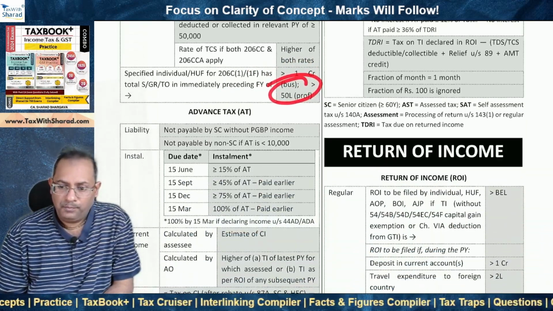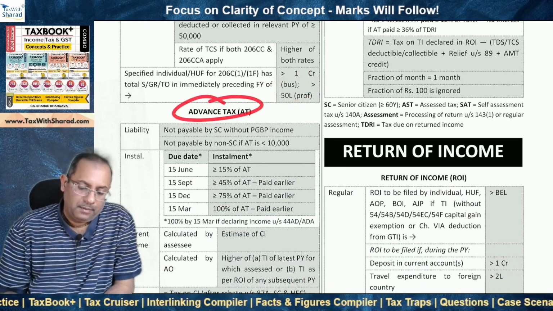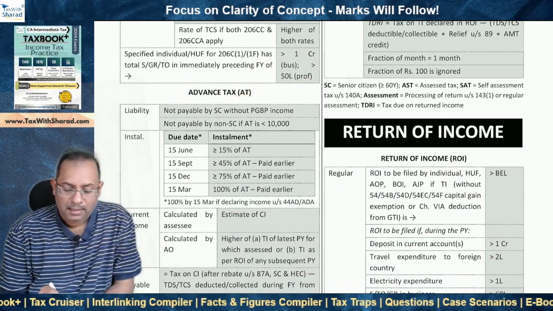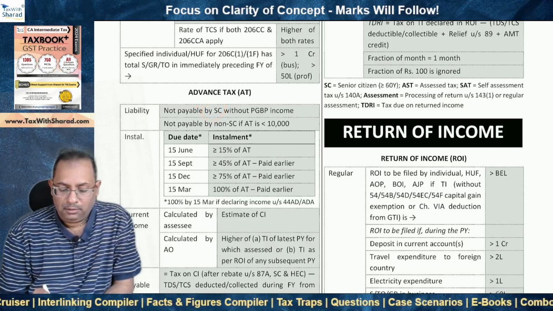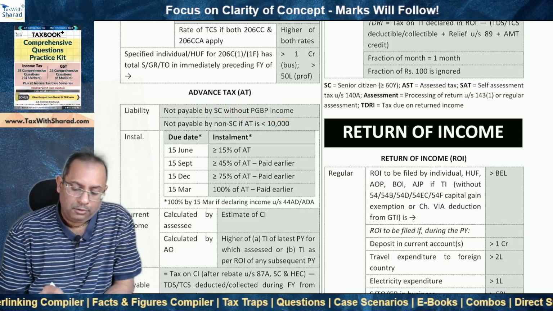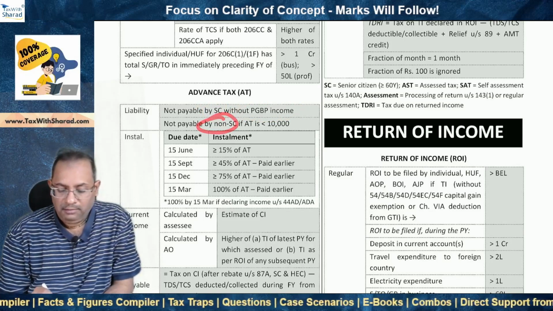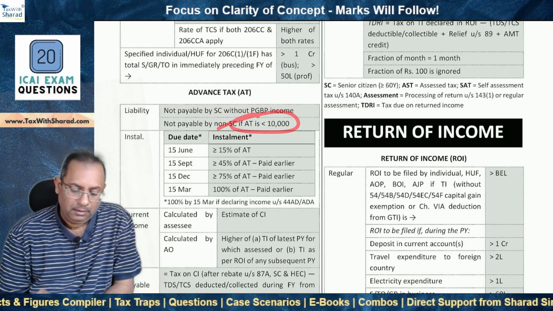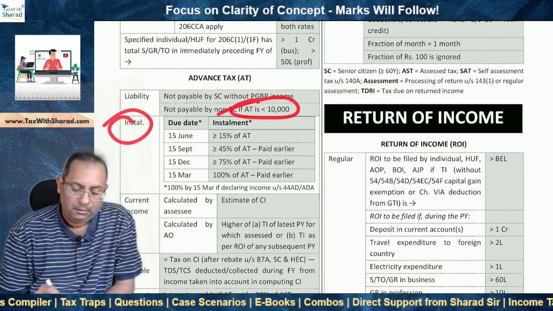Now we come to advance tax. Advance tax liability. Advance tax is not payable by a senior citizen who does not have PGBP income. It is also not payable by a non-senior citizen if the advance tax payable is less than 10,000 rupees. What are the installments of advance tax?